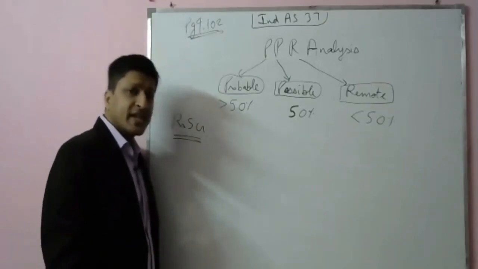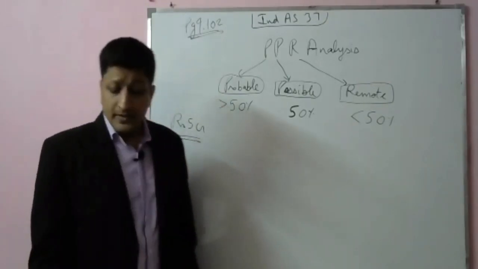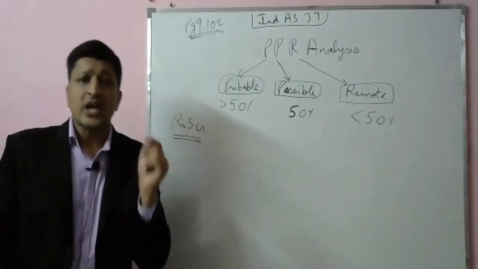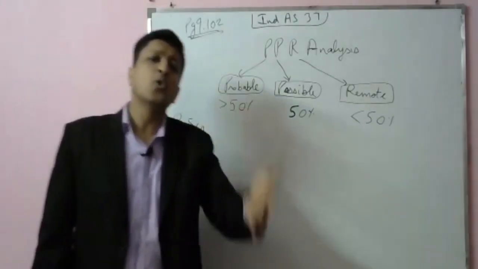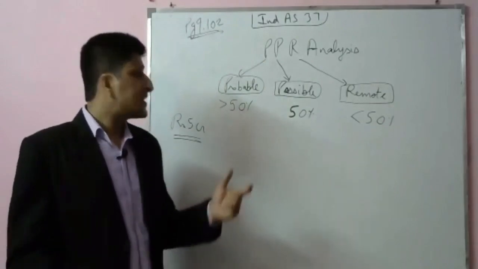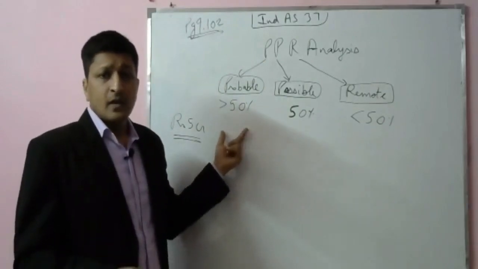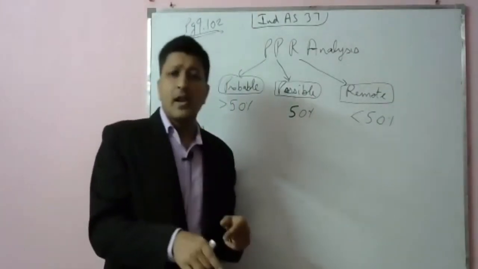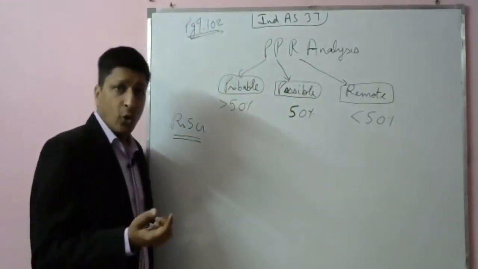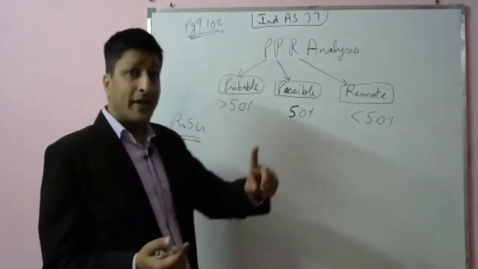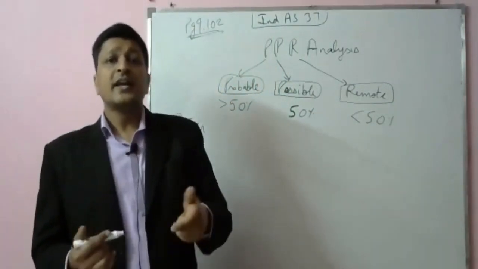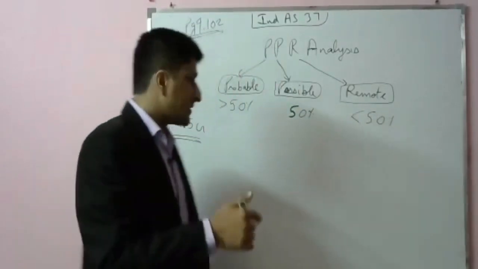Now, if we say that the chances of losing the case are more than 50%, then what do we call it? Probable. And in case it is probable, then the moment we say it's probable, the liability or the provision is required to be recognized.